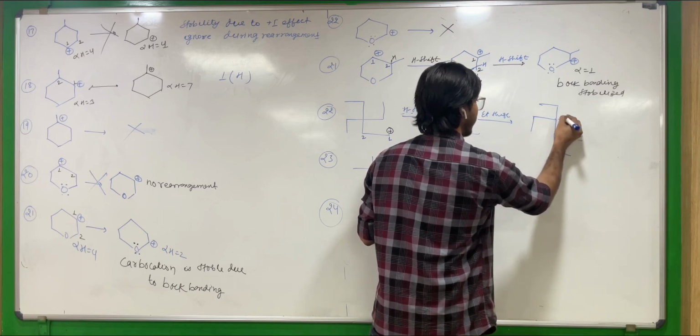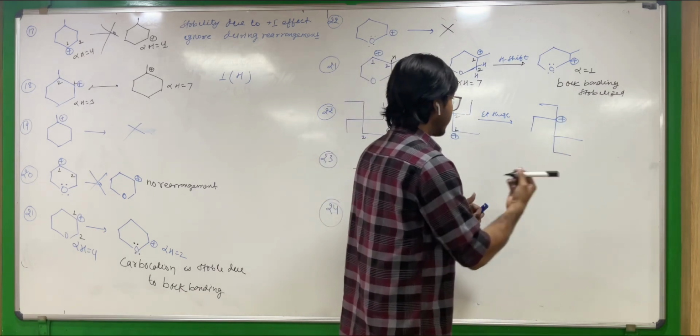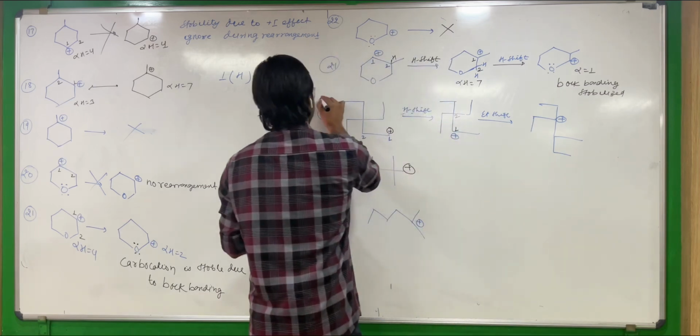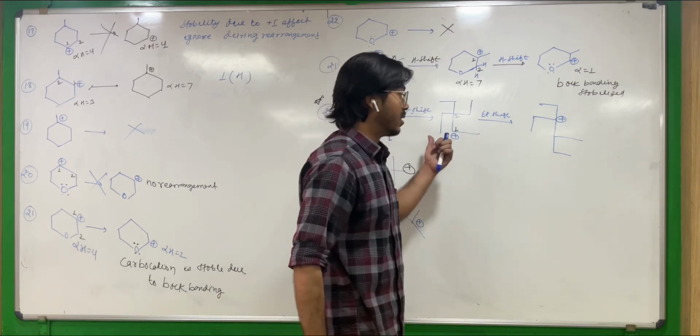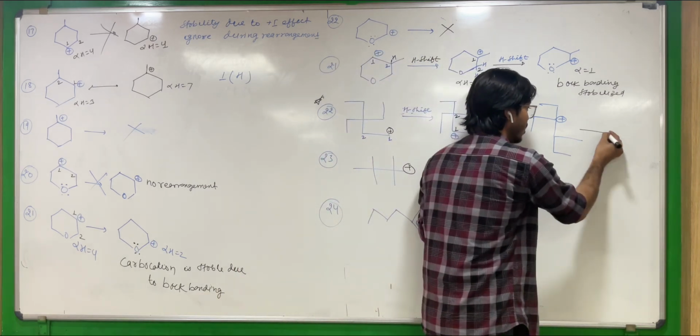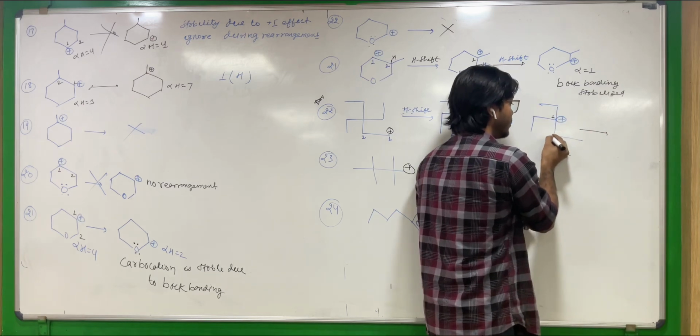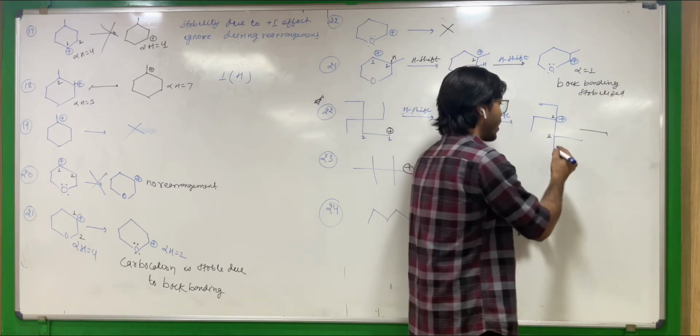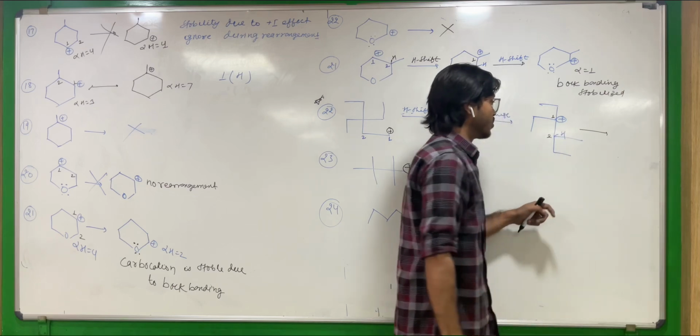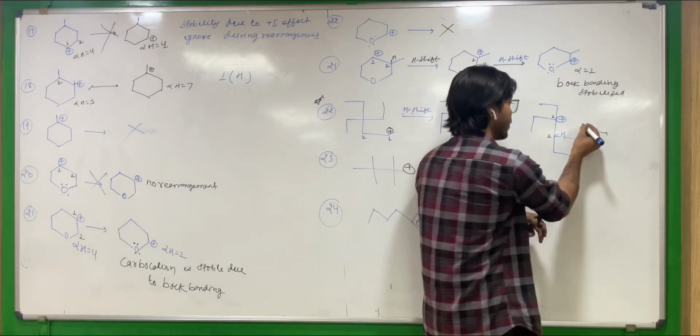Now here positive charge will come. Now if we see, this is a very important example. How many 1,2 shifts will take place in this case? Now if you see, this is carbon number 1 and this will become carbon number 2, and here hydrogen is present. So in this case a hydride shift will take place.